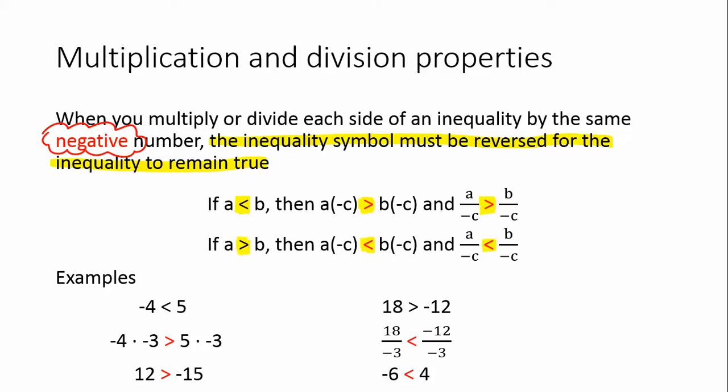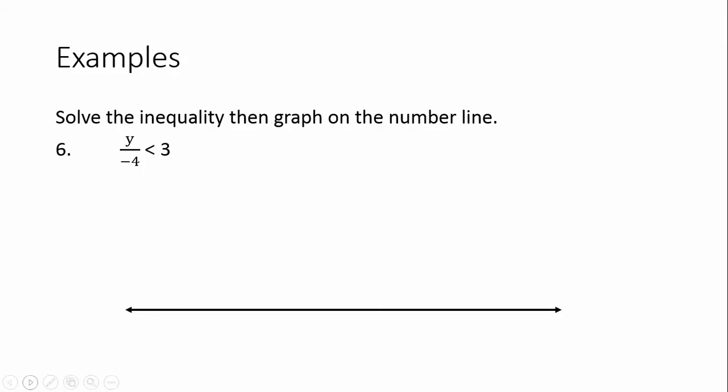If I divide both sides by a negative 3, again, I'm changing the signs, so I have to flip the inequality. Negative 6 is less than 4. And I think we've got 3 examples to check this out.